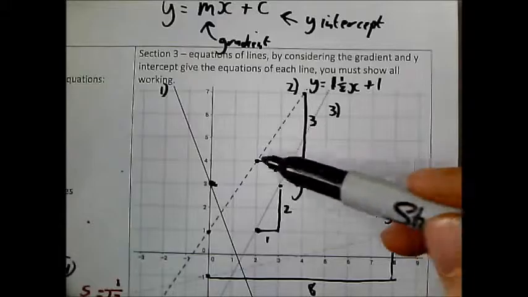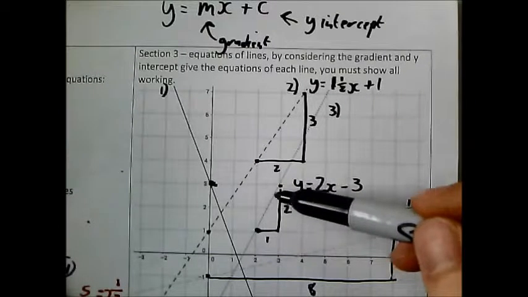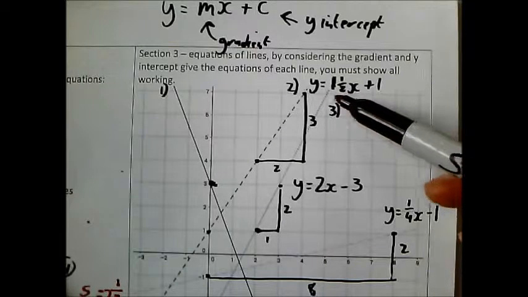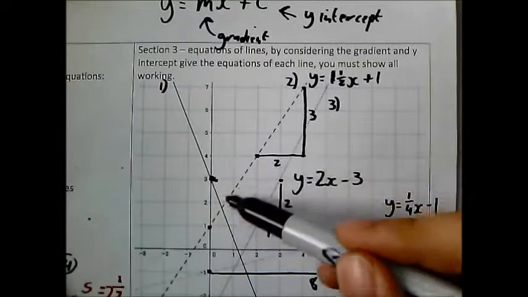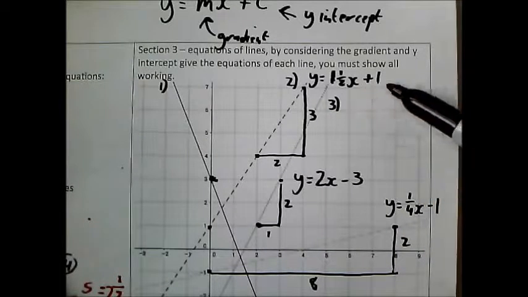Okay, this one up here next. So I found the gradient. It's 2 across, 3 up. So 3 divided by 2 is 1.5. So y equals 1.5x, and it crosses the y-axis at 1. So it's plus 1.